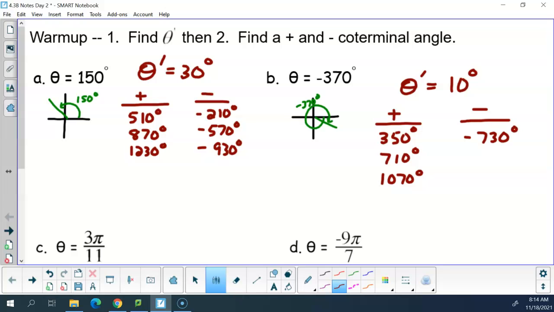Could you technically say negative 10? Negative 10. Negative 1090. Yes? Okay.